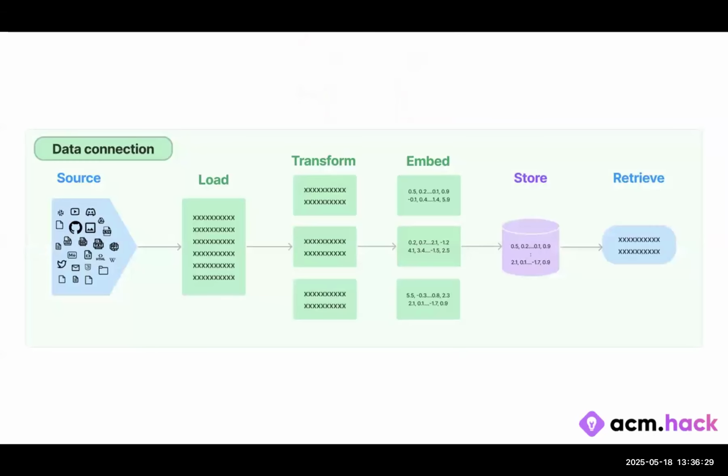Here is another diagram of how it works. Basically, you just take your source, you load it, and then you transform it, which means you split it up, and then you embed it into vectors, and you store that, and then your retriever retrieves those relevant vectors.